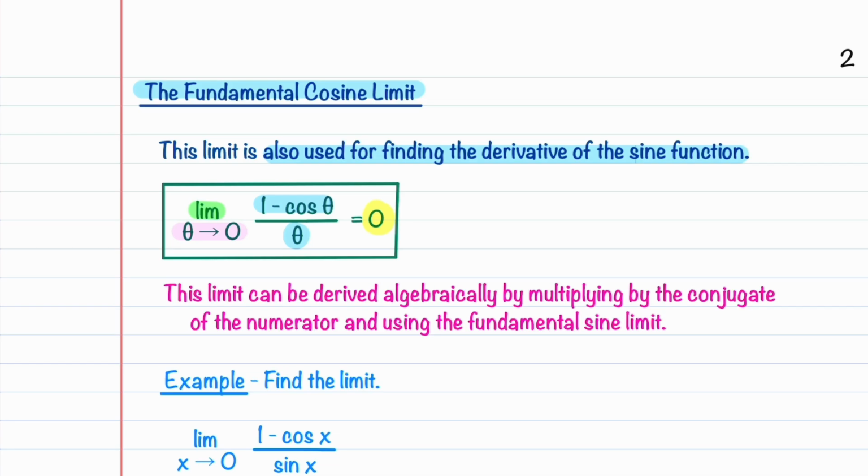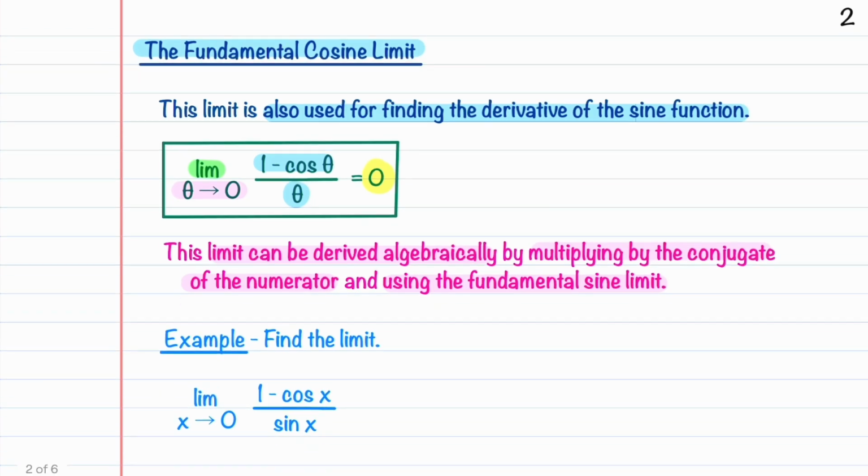This limit can be derived algebraically by multiplying by the conjugate of the numerator and then using the fundamental sine limit. I am not going to go through that in this video, but if you want to do it, I'm sure you can do it if you follow these directions.